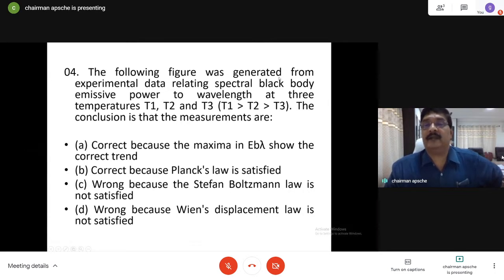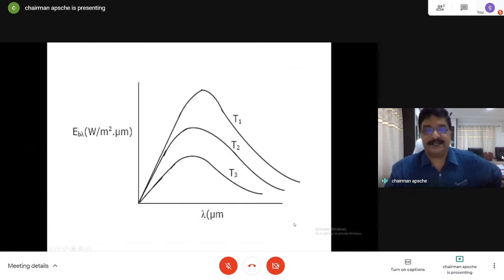The following figure was generated from experimental data relating to spectral black body emissive power to wavelength at 3 temperatures T1, T2, T3. The conclusion is that the measurements are okay. He has conducted an experiment at 3 different temperatures. He has drawn the experimental curves like this. Based on this, what are our inferences, he asks.